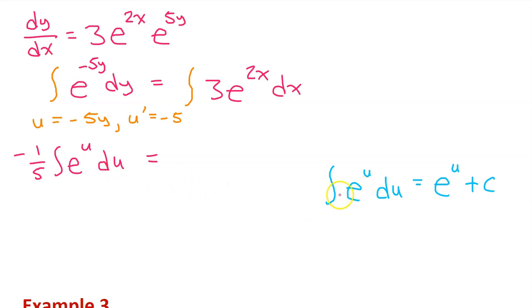We will now use the memorized rule that the antiderivative of e to the u is e to the u. So that's why we get negative 1/5 e to the u plus c, but again we will save the plus c for the right hand side. But of course, instead of writing the u, we will substitute back in negative 5y. So this is how you would handle the left side of the equation if you were going to show the u substitution instead of just doing it mentally.